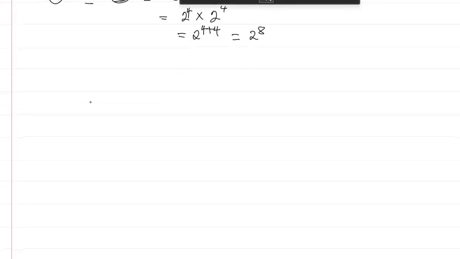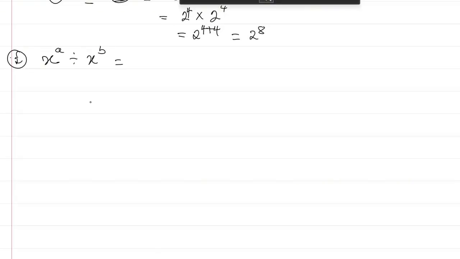The second law is similar to the first law. The second law says that if I have x to the power of a divided by x to the power of b, since they have the same base, what we just need to do is to subtract the powers. So that's a minus b. That's going to give you an example like this. Let's say you're asked to simplify 2 to the power of 5 divided by 2 to the power of 3. Of course, this is going to give you 2 to the power of 5 minus 3. This is 2 raised to the power of 2.